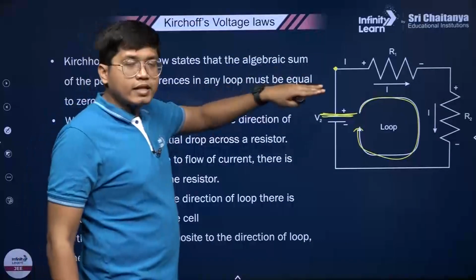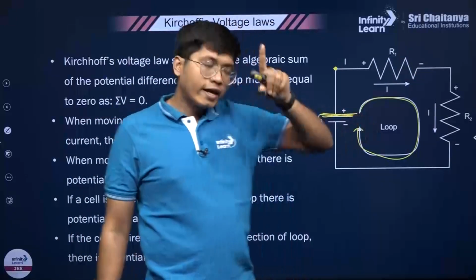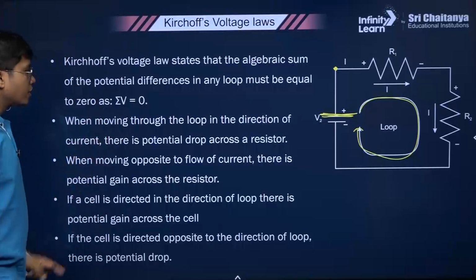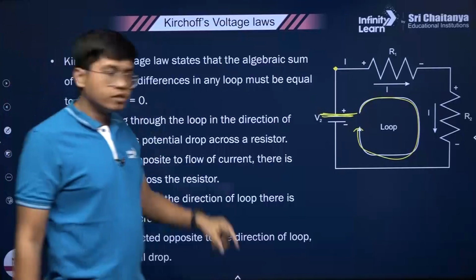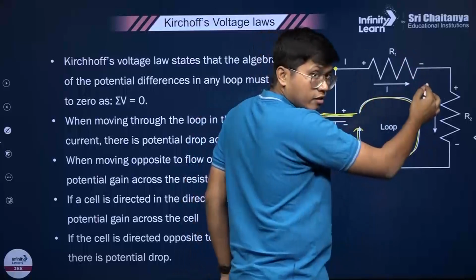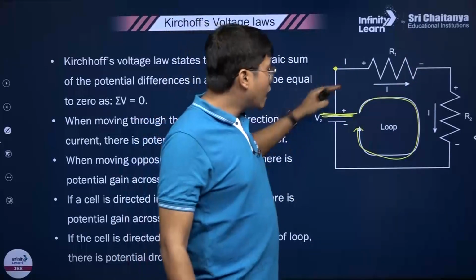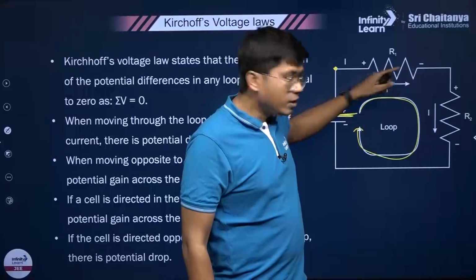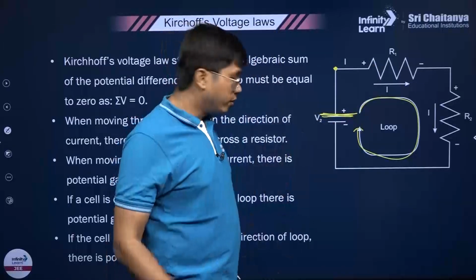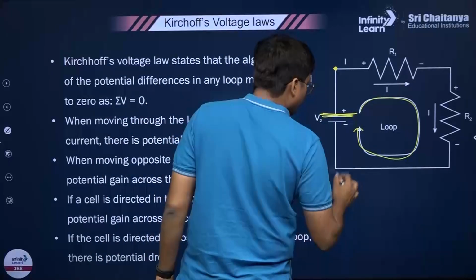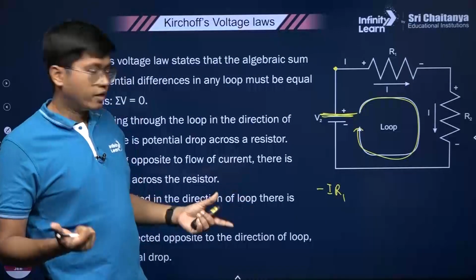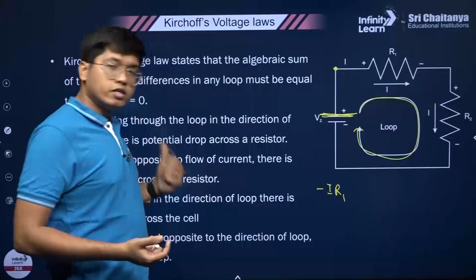So while doing that, how do I find what is potential drop, what is potential gain? Look at the rules here. First rule says when moving through the loop in the direction of current, there is a potential drop across a resistor. So when I start from here, I move in that direction, I cross this resistor. I am moving in the direction of current. My loop movement is in the direction of current. So this resistance will give a potential drop. What is that potential drop going to be? It's going to be IR1, because we know V is equal to IR. But it will come with a negative sign because of this first rule.